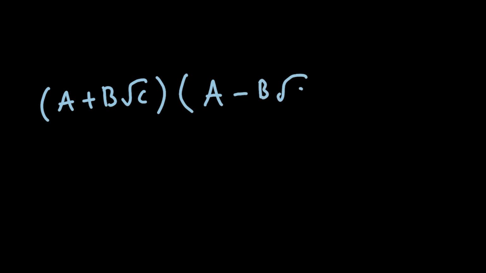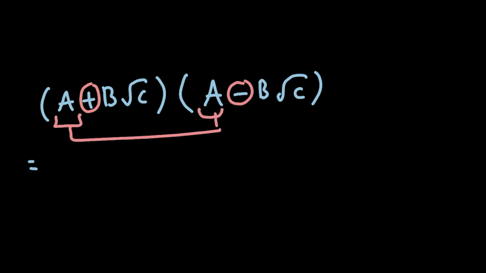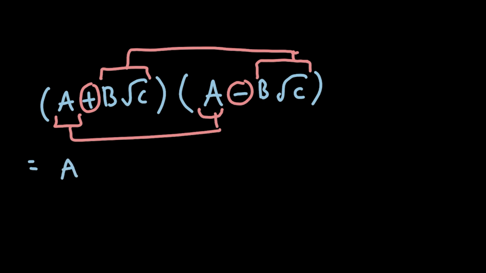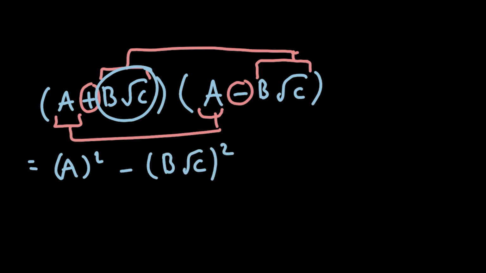So if we have a plus p square root of c, multiplied by a minus p square root of c, just remember that we have a plus here and a minus here, and this term equals this term, and this term equals this term. So this is the difference of two squares, so we can rewrite it as a to the power 2 minus the second term, p square root of c, all to the power 2.